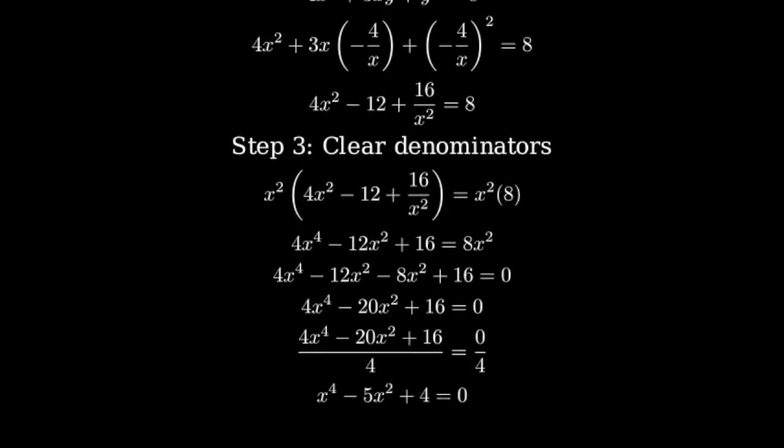Step 4. Solve this equation. This looks like a quartic equation, but notice it's quadratic in form. We can make a substitution. Let u equal x squared. Then x to the fourth is u squared. Substituting u gives us a standard quadratic equation. u squared minus 5u plus 4 equals 0. We can factor this quadratic. It factors as u minus 4 times u minus 1 equals 0. This means u equals 4, or u equals 1.